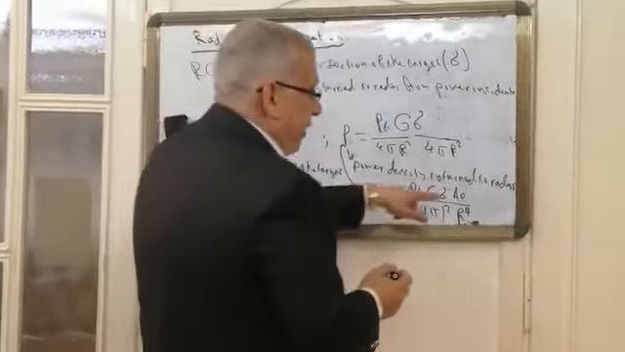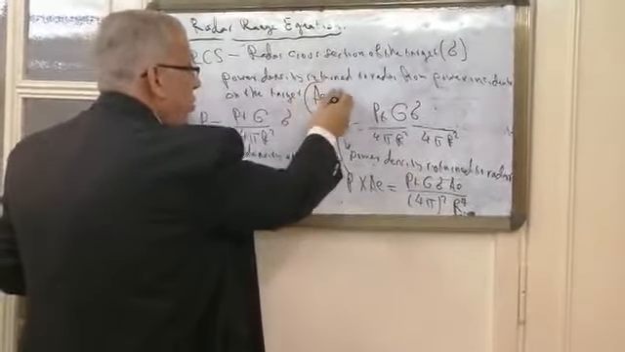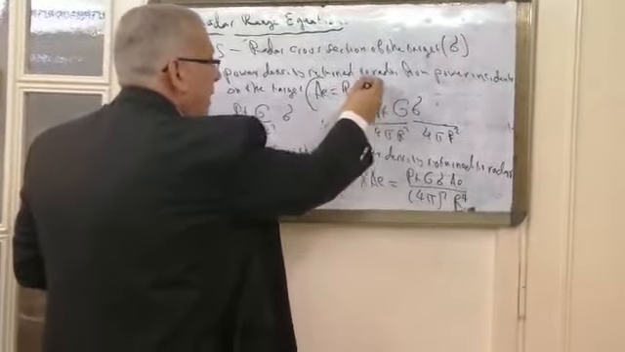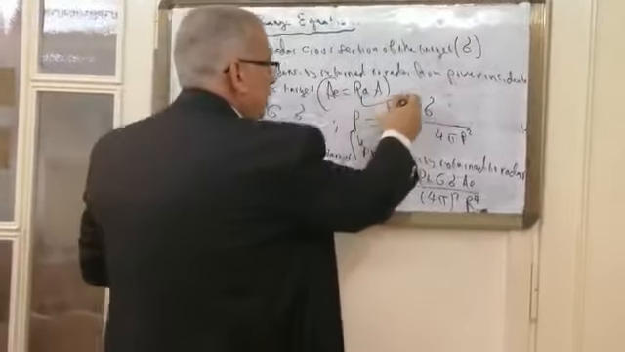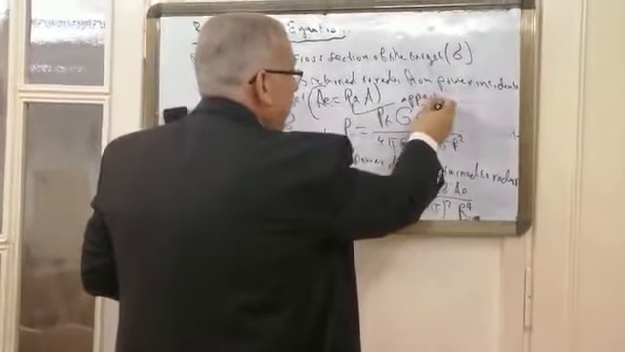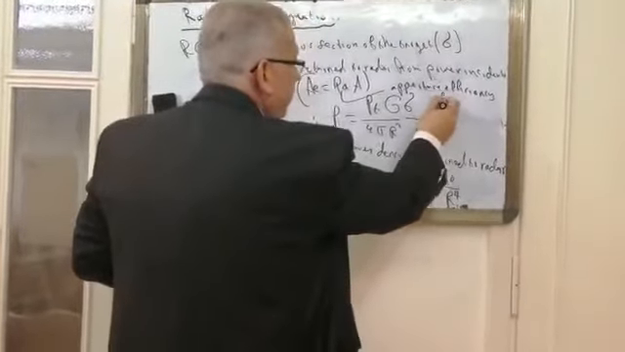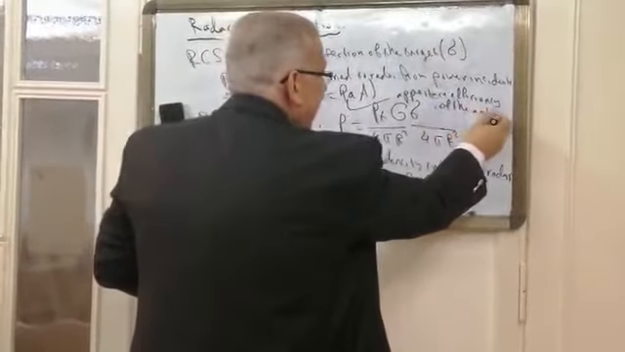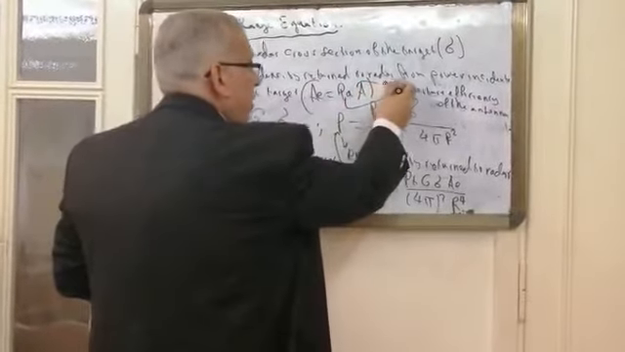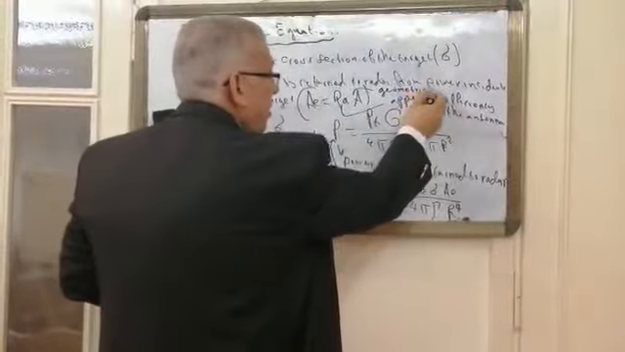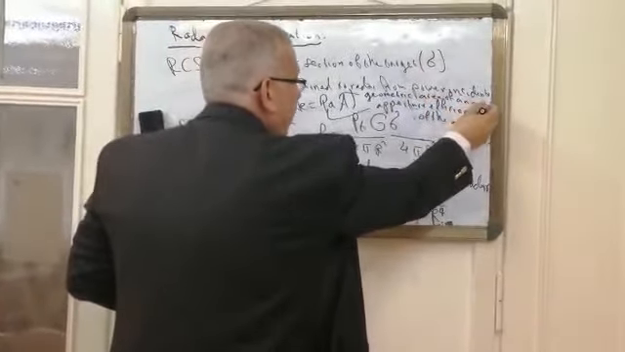So AE, the effective area of the antenna, will be equal to PA multiplied by A, where PA is the aperture efficiency of the antenna, and A is the geometric area of the antenna in meter square.